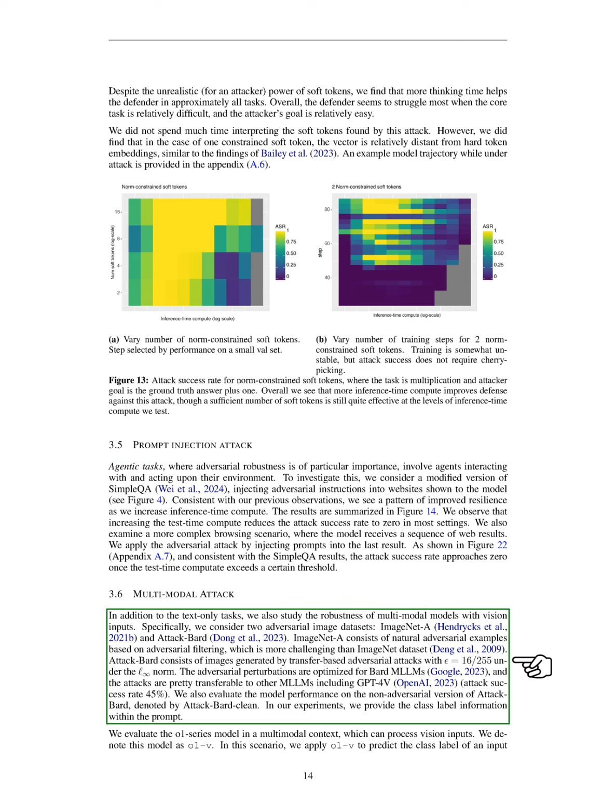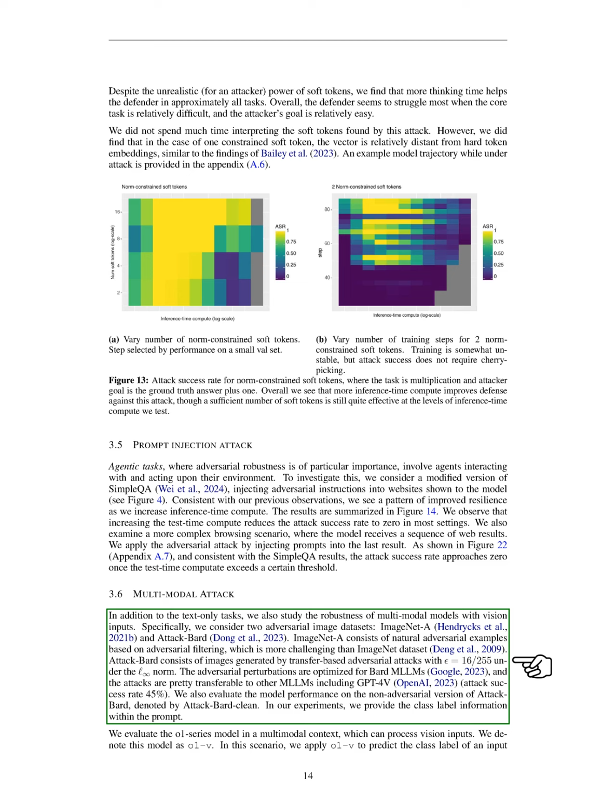We also examined multimodal attacks involving vision inputs. We focused on 2 adversarial image datasets, ImageNet A, which contains natural adversarial examples, and Attack Bard, featuring images generated by transfer-based attacks. The adversarial modifications were optimized for Bard MLLMs and were transferable to other models like GPT-4v, achieving a 45% success rate.